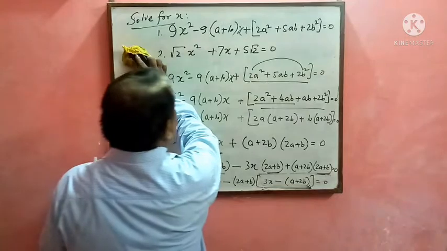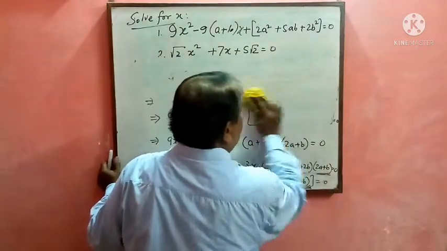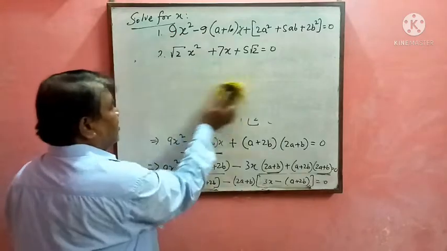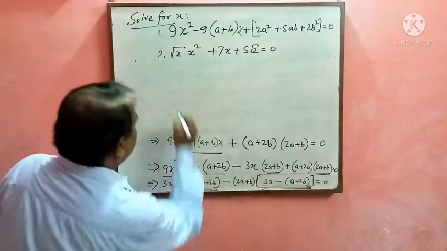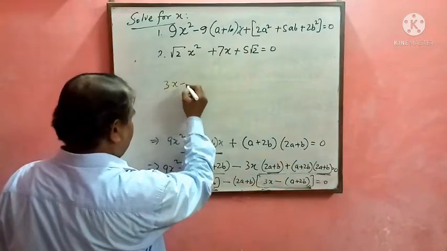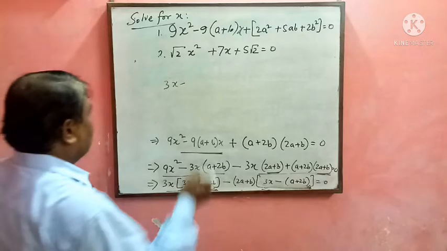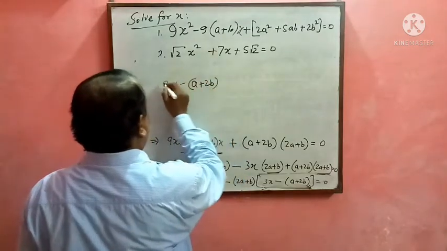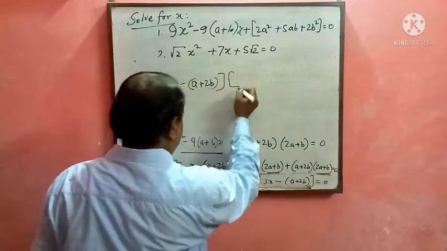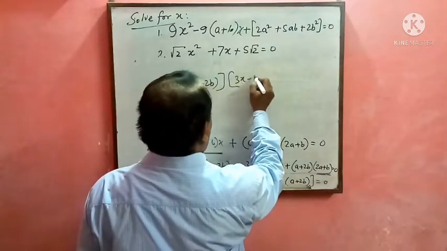Let me rub this one for a second, and this is what I want to convey. 3x minus a plus 2b, a plus 2b, and this is your 3x minus 2a plus b.